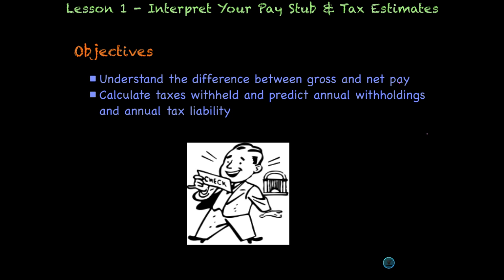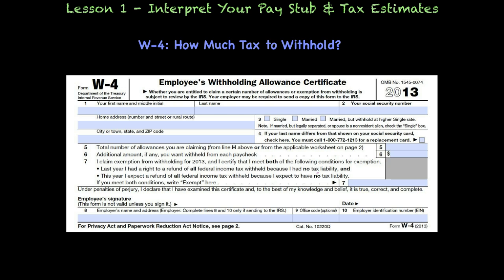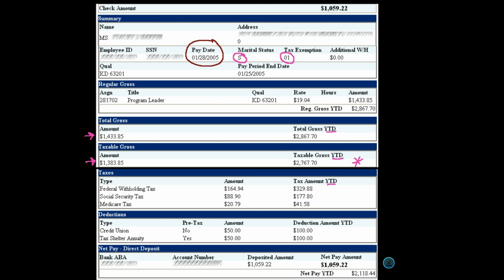So our objectives are to understand the difference between gross and net pay, and especially taxable gross pay, and then to calculate taxes withheld and predict annual withholdings and annual tax liability. Let's go ahead and look at a pay stub and look at the key components of this pay stub.